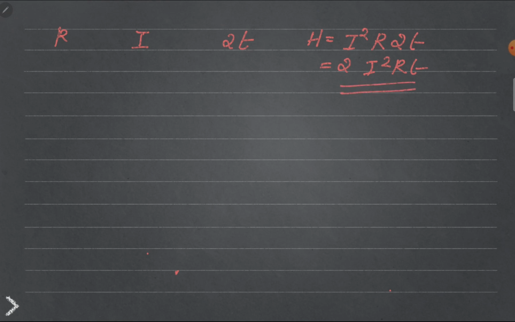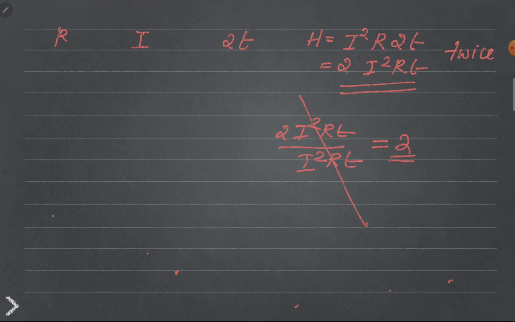Here what we can see is that R remains the same and I also remains the same, but T is now doubled, twice that of the initial value, 2T. So now the heat generated H is equal to I square R, and instead of T you have to put 2T. So in the simplified form we can write 2I square RT. If you compare with the initial value, you will write 2I square RT by I square RT. If you cancel these both, you will get the answer as 2, which means heat is twice that of the initial value. Twice means 2 times that of the initial value.